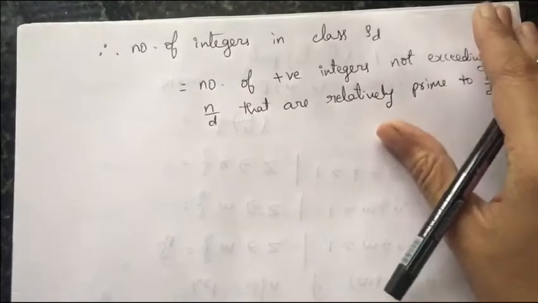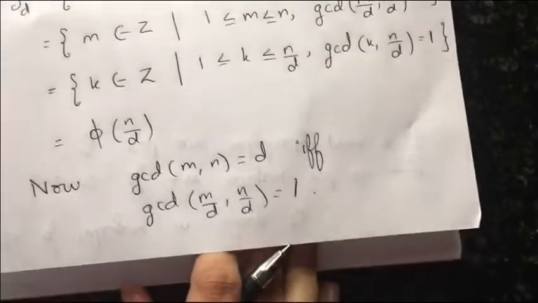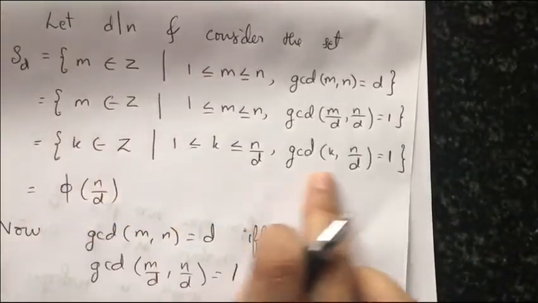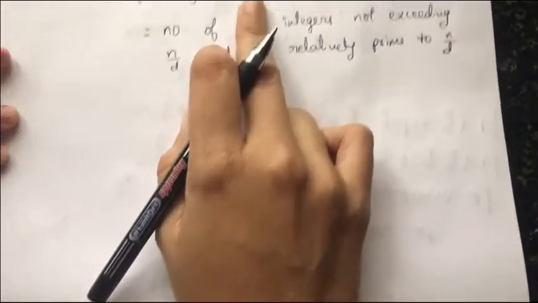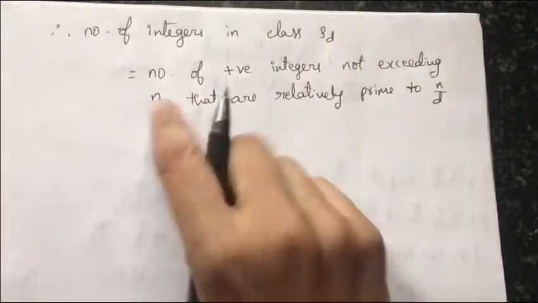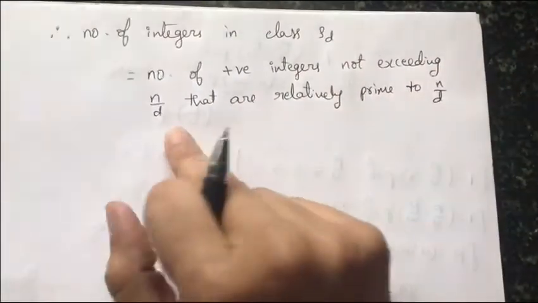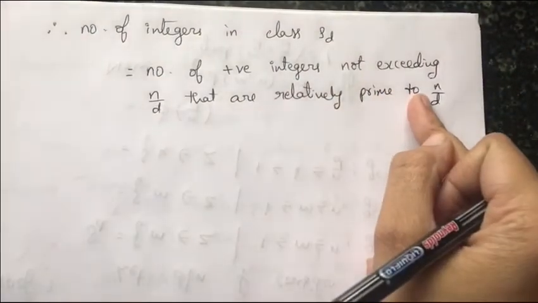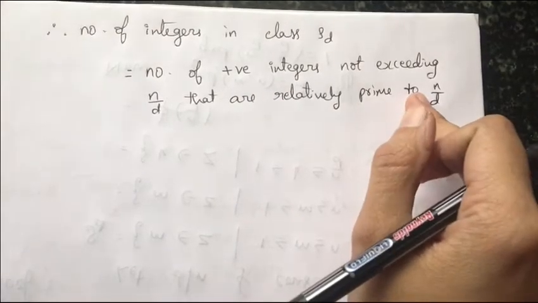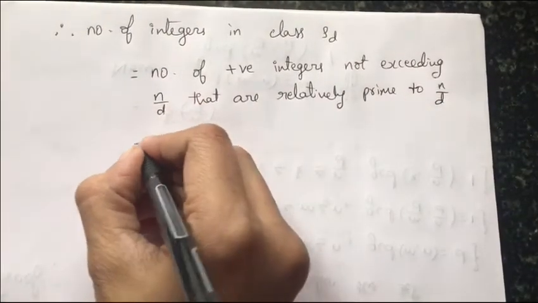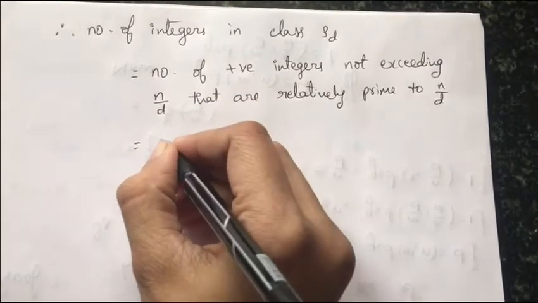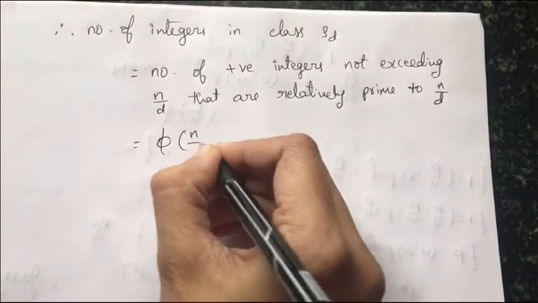Same statement, I am just rewriting it. The number of integers in the set S_d is nothing but the number of positive integers not exceeding n by d that are relatively prime to n by d. So I can directly write the number of integers as phi of n by d, right?